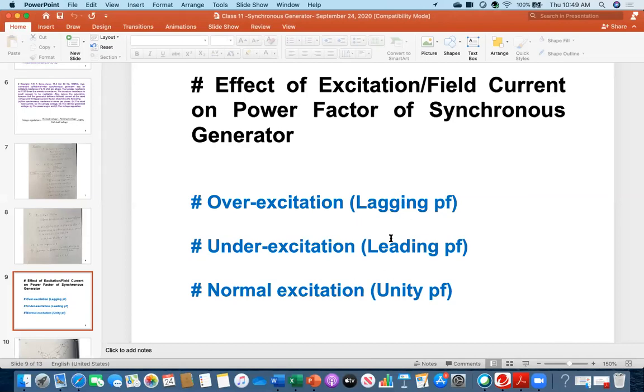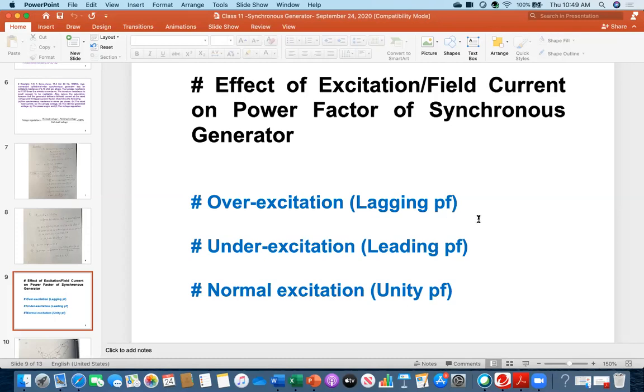This is very important. I will be asking you this question in another midterm exam or the final exam: what is the relationship between power factor and the excitation? So exactly you have to write this. Students always swap these two and then they give the wrong answer. Don't swap these two, don't interchange these two. Lagging power factor, then you need over excitation. Leading power factor, you need less excitation, under excitation. When it is unity power factor, normal excitation.